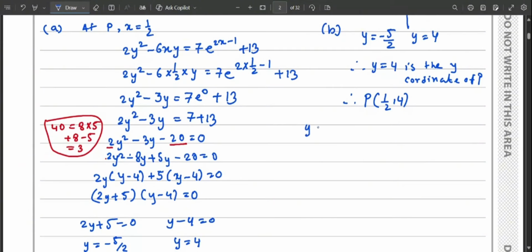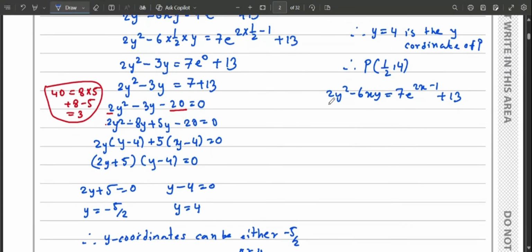We know that 2y square minus 6xy equals 7 e to the power of 2x minus 1 plus 13. Now, in order to differentiate this function, we see that we cannot isolate the y terms from this expression. It is just not possible to separate out the y terms and make y the subject of this formula. That's why we have to differentiate this function implicitly.